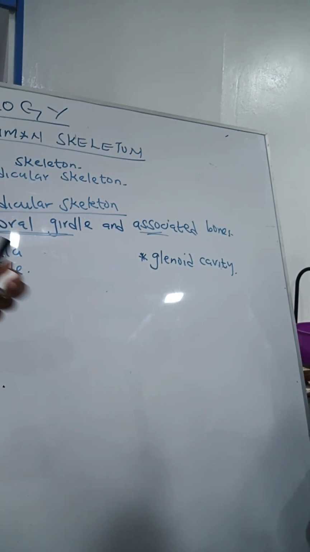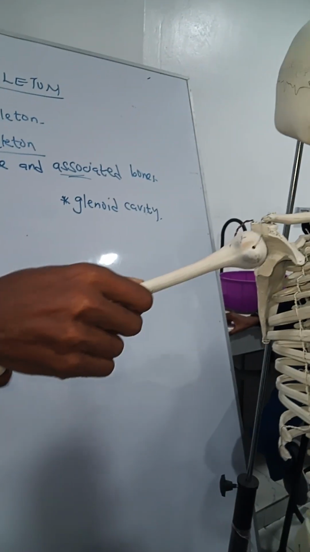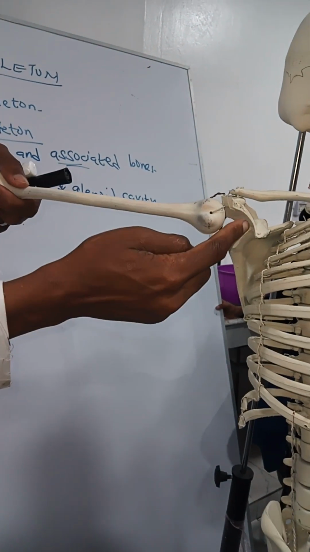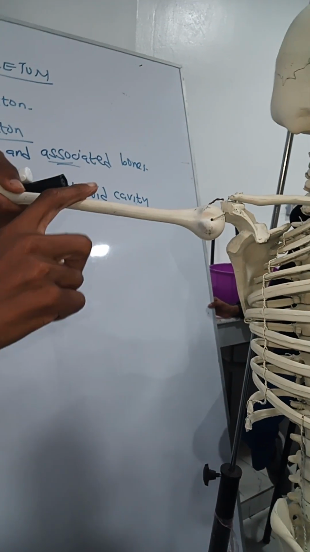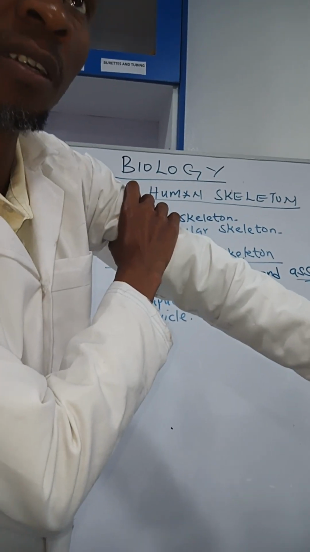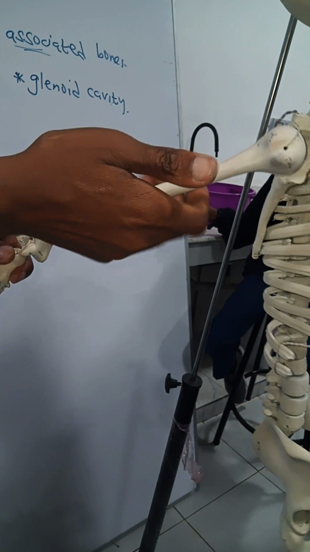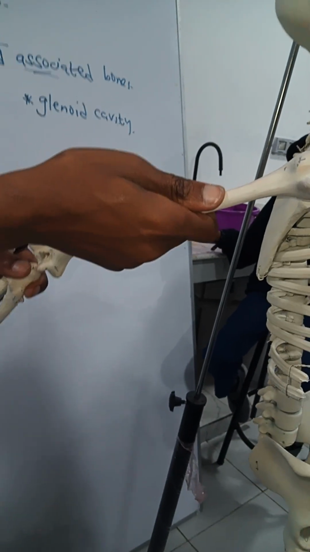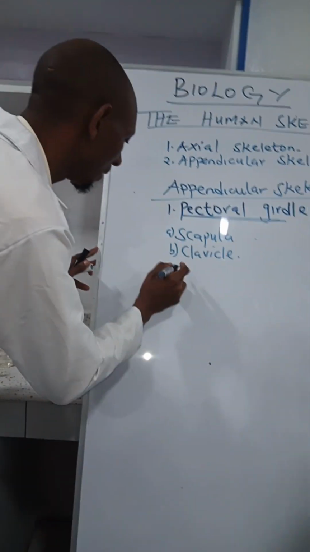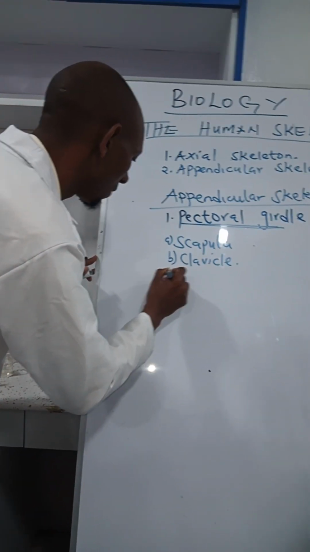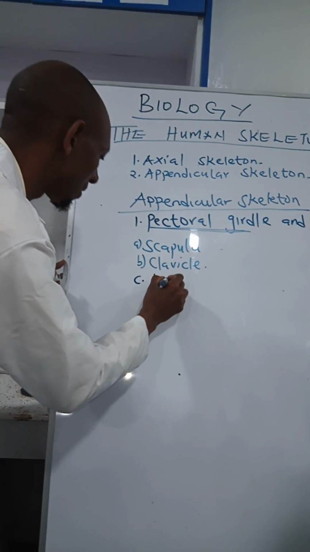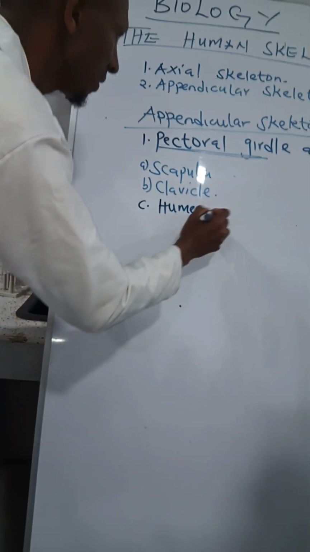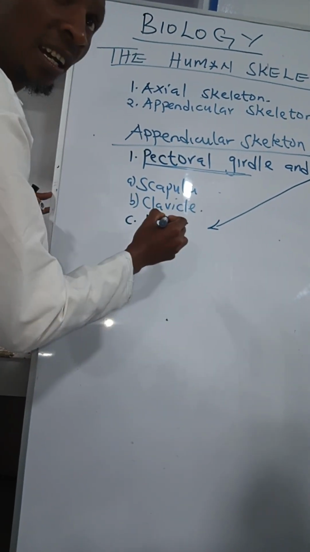For the associated bones, we have the first bone that links to the glenoid cavity here. This bone is this one, which is at this part. That bone is what we refer to as the humerus. This bone is called the humerus. We can talk of part C, humerus, as far as associated bones are concerned.